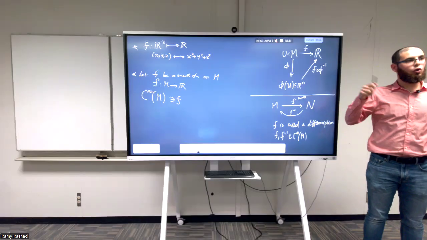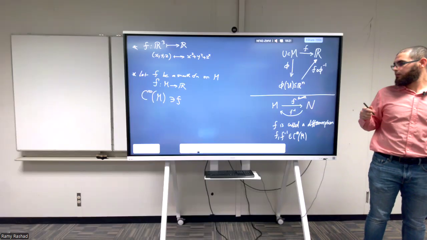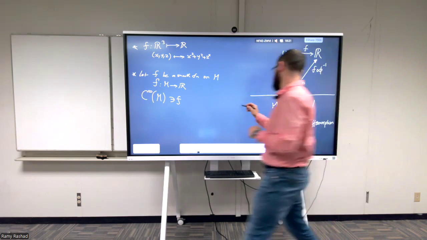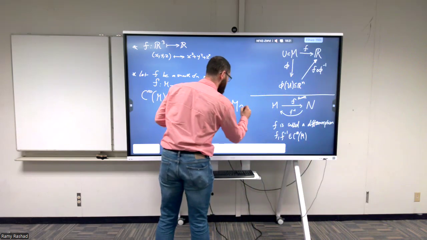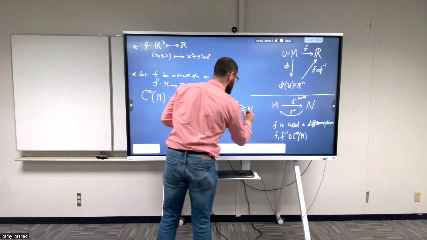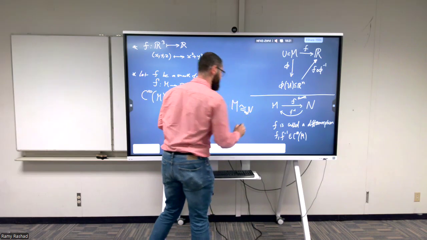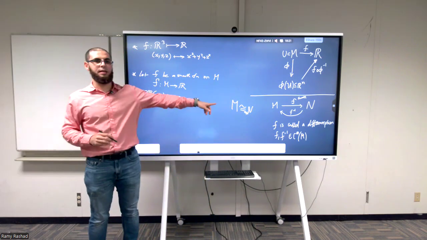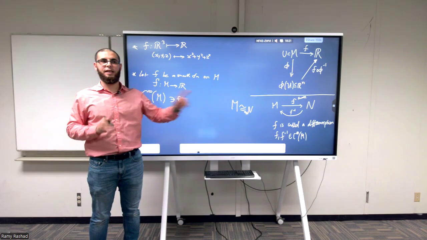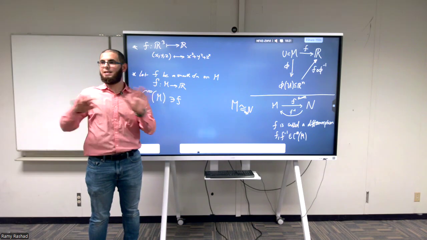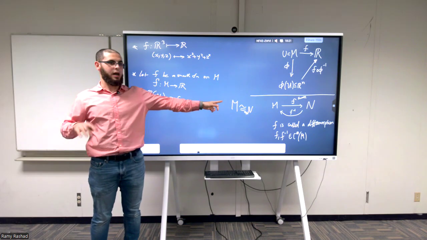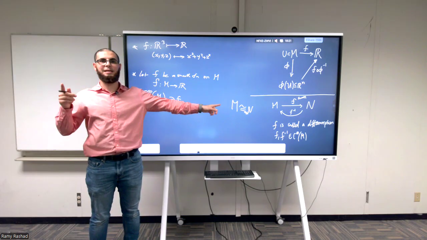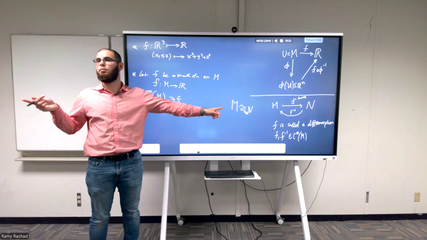Two manifolds that are diffeomorphic, we usually represent it this way: we say that M is diffeomorphic to N as manifolds. You've seen this symbol several times, right? We've seen it between sets. When we have sets and we say that they are isomorphic to each other, this means that there exists a bijective map between them.